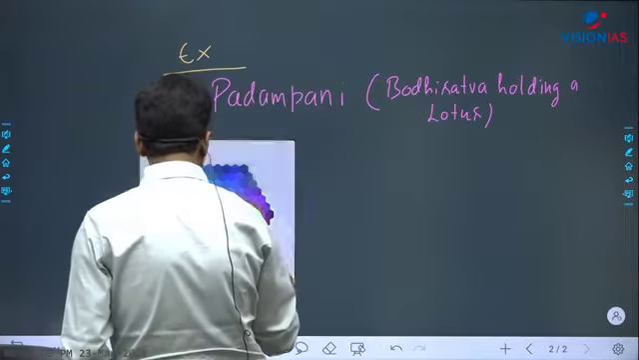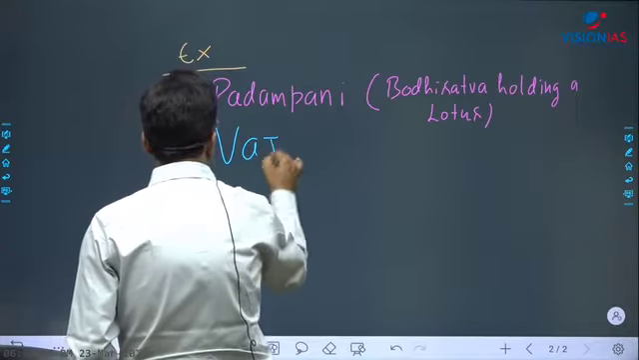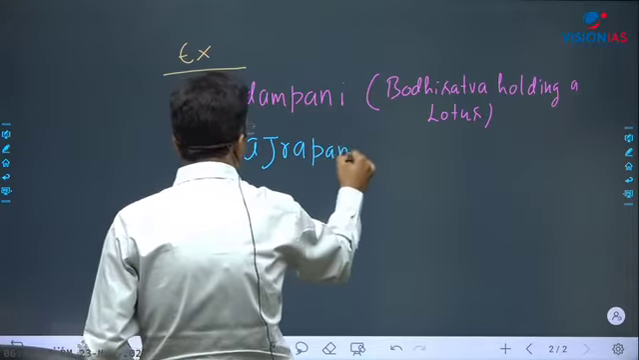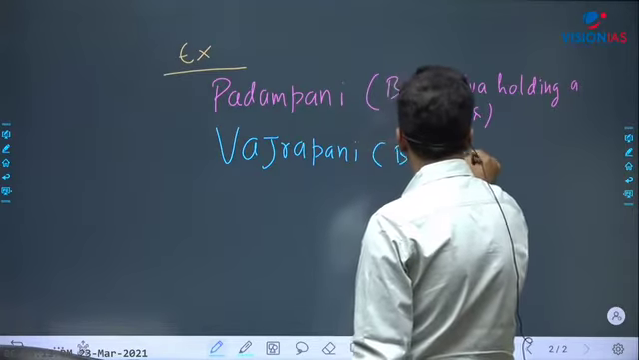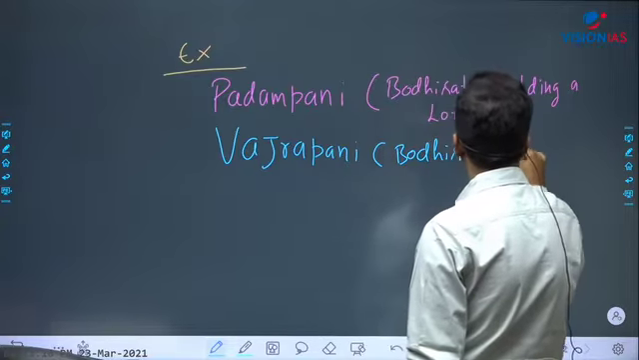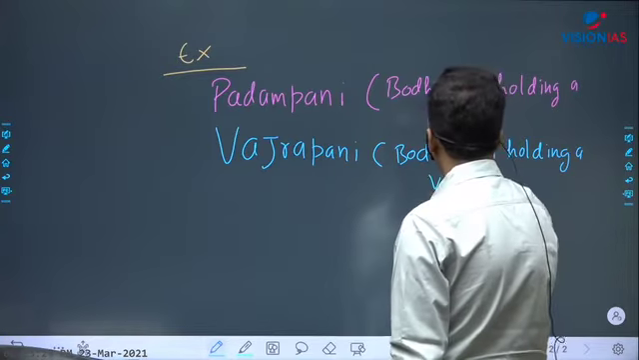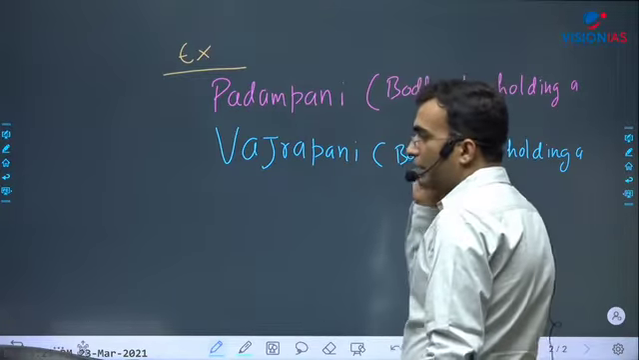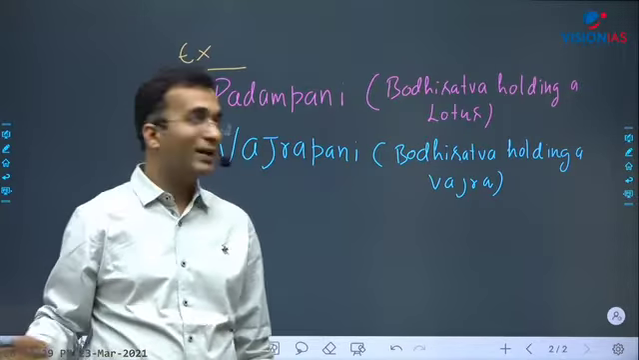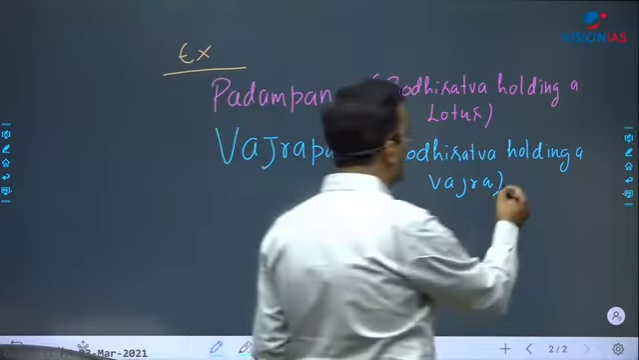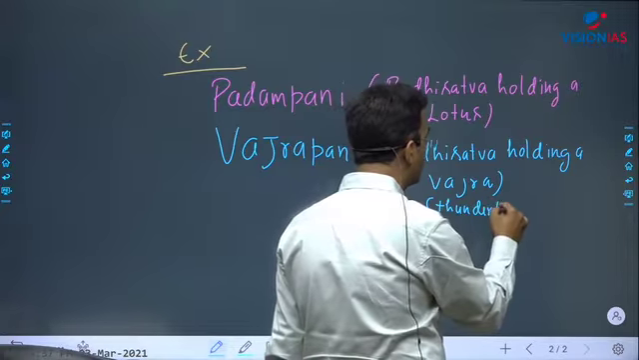Then next example you write, Vajrapani. So Padma Pani, Vajrapani, and the meaning of this one: Bodhisattva holding a Vajra. Bodhisattva holding a Vajra. And what is Vajra? You can write the meaning of this word Vajra. This is thunderbolt. So you can write in brackets, thunderbolt.